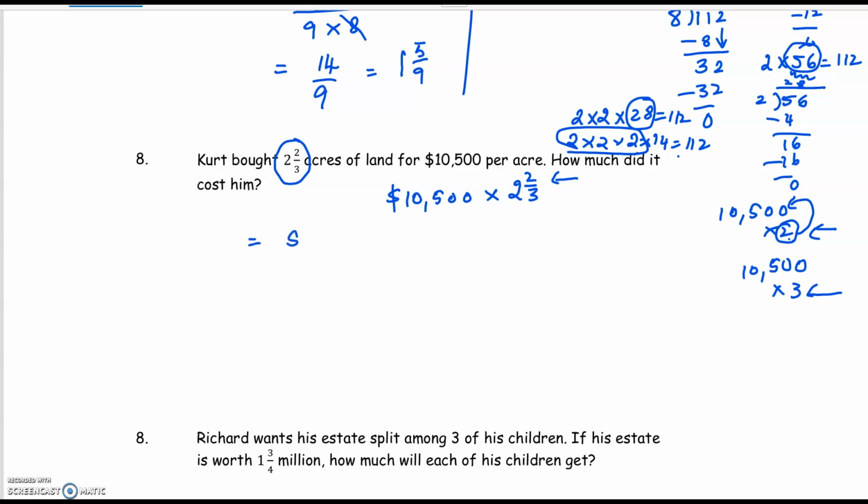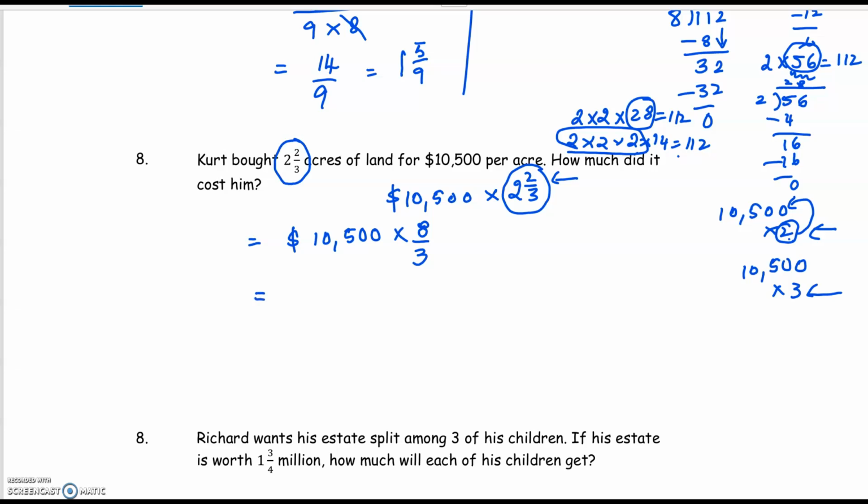But now we need to finish the work. So it would be 10,500 times, if we are multiplying or dividing mixed numbers, we have to change it to an improper fraction. So that would be 8/3.